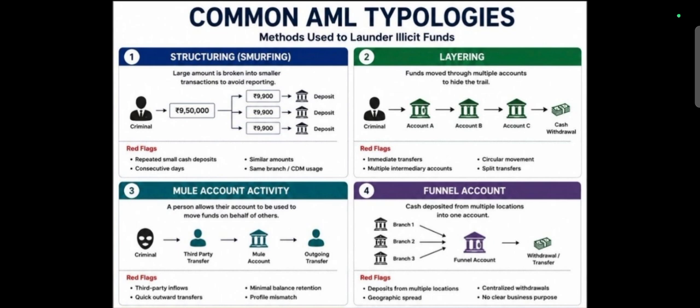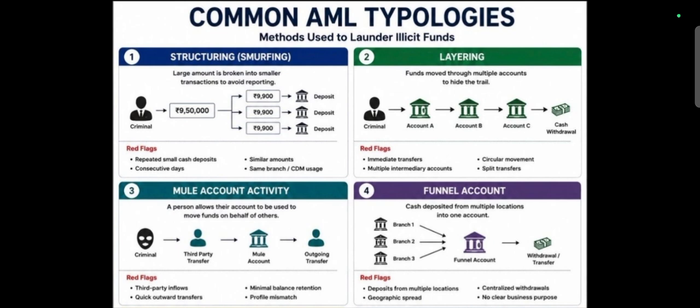that is 9,900, and he is depositing that amount into different bank accounts, or on different dates he is depositing that amount, so no one can identify whether it is suspicious or illegal funds. So what are the red flags? Repeated small cash deposits, similar amounts, consecutive dates, and same branch or CDM use.